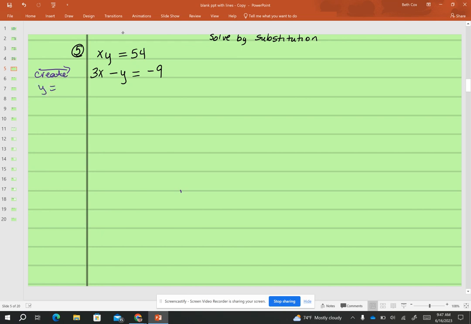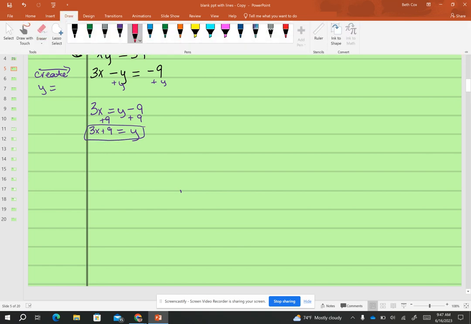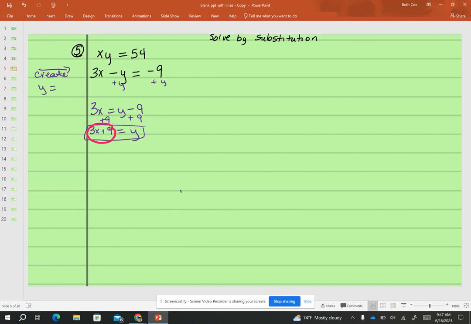So I'm going to add y to both sides. And that gives me 3x equals y minus 9. And then I'm going to add 9 to both sides. And that gives me 3x plus 9 equals y. So this is what I'm going to use. I'm actually going to take 3x plus 9 and plug it in to the original right there.